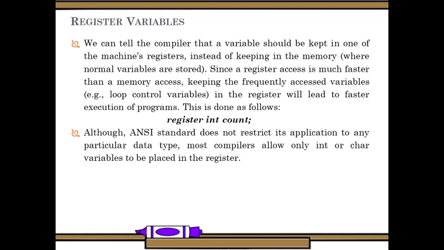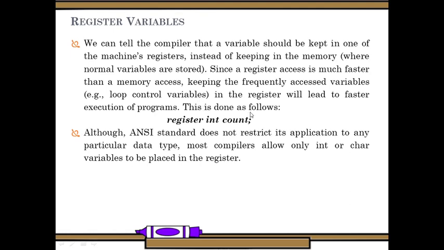What is a register variable? We can tell the compiler that a variable should be kept in one of the machine's registers instead of in memory, where normal variables are stored. Since register access is much faster than memory access, keeping frequently accessed variables, for example loop control variables, in the register will lead to faster execution of the program.